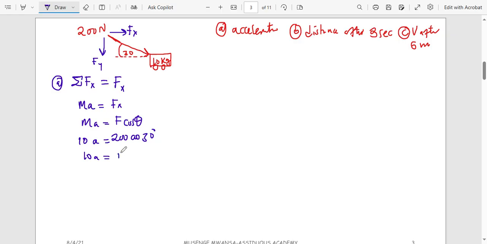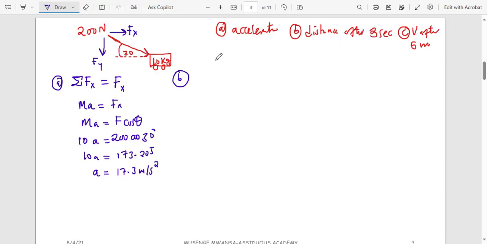That is going to be 173.205. The acceleration here is going to be, divide both sides, 173 over 10. That will be 17.3 meters per second squared. The second part of the question, we want to find the distance after 3 seconds.